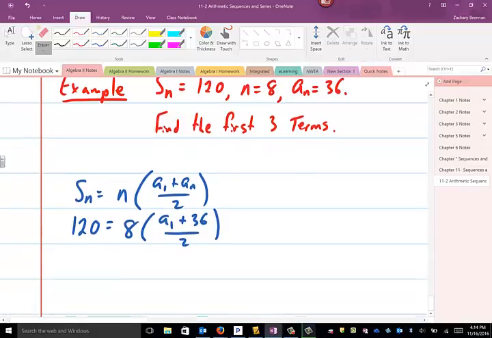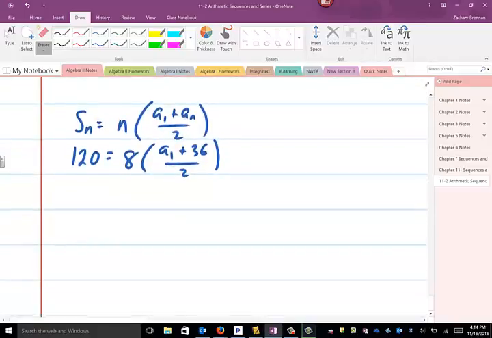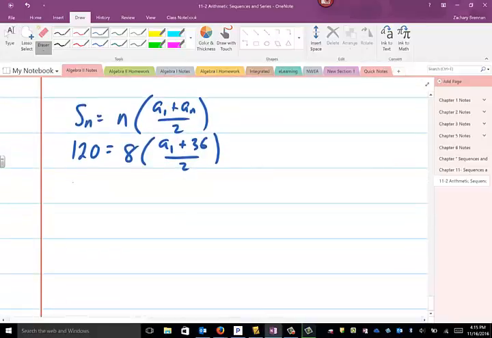Oh, I can find a sub 1 here. Distribute your 8 in to both pieces. This is going to be 120. When the 8 goes in here, that's going to be 8 a sub 1 over 2. It's over 2 also. So 8 over 2 is going to be 4. And so that will get me 4 a sub 1.